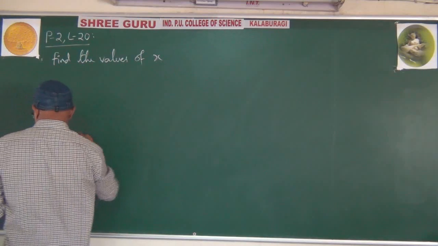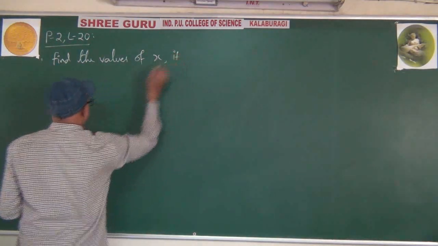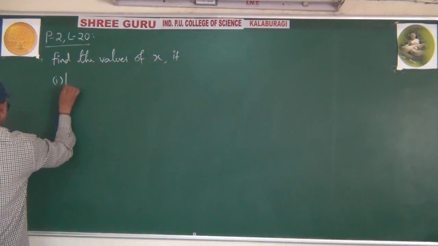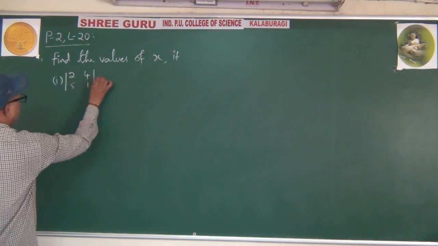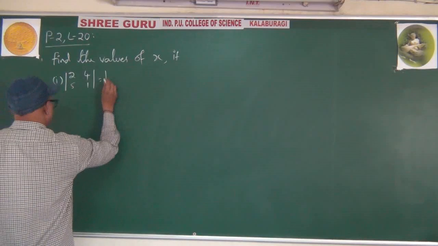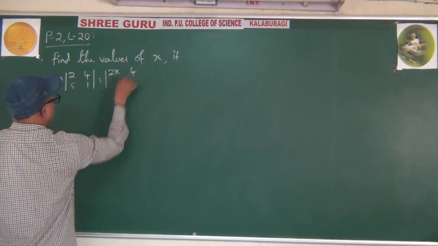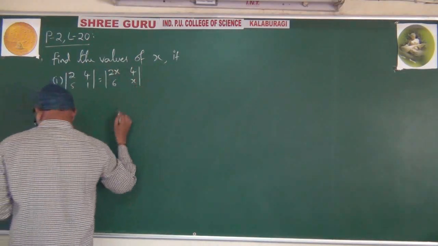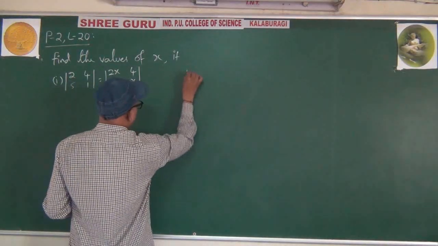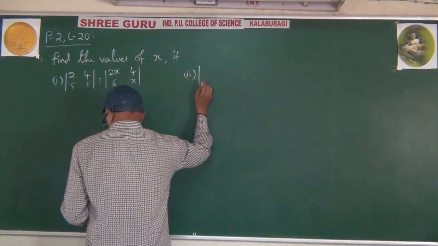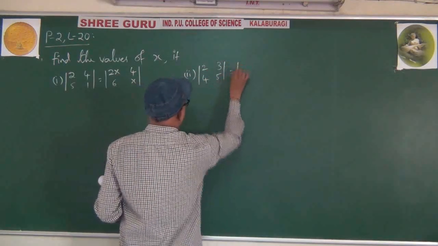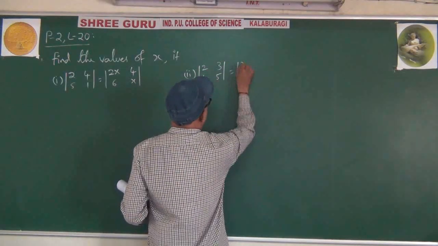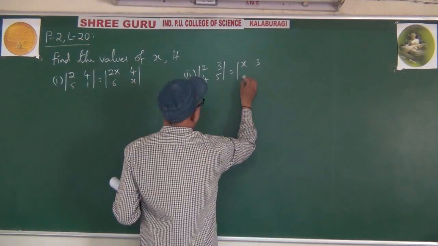Find the values of x if, first sub question: determinant 2, 4, 5, 1 equals determinant 2x, 4, 6, x. Second sub question: determinant 2, 3, 4, 5 equals determinant x 3, 2x, 5.